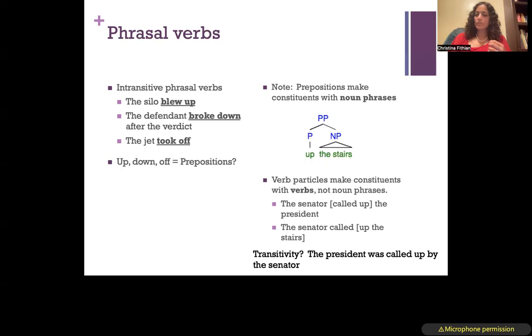On the other hand, we can't take a VI, the senator called up the stairs, and make it passive, right? I don't even know what that would be. Up the stairs. Oh, the stairs. I don't even know. The stairs were called up by the senator. Anyway, I can't even make that passive. So the point is that call is definitely a single word, and it's a VI in this context.